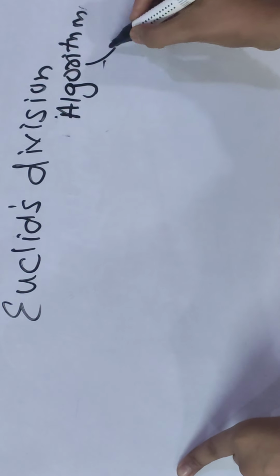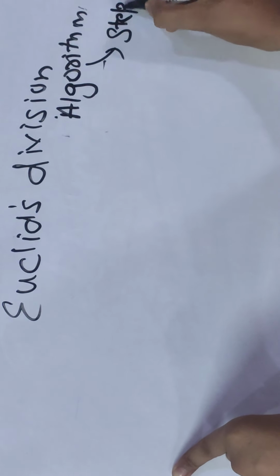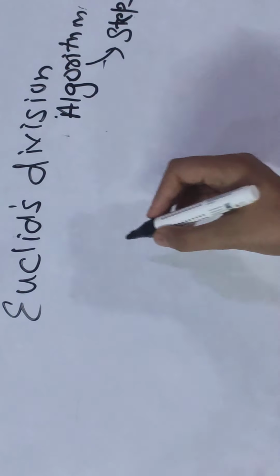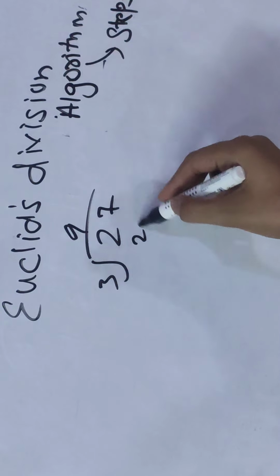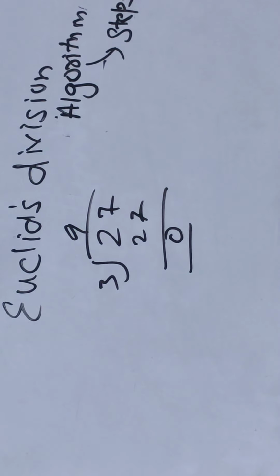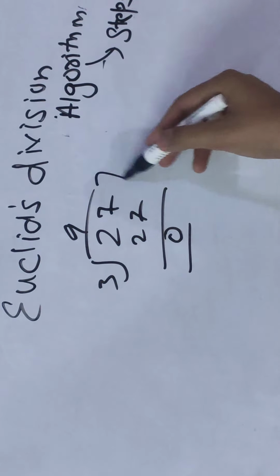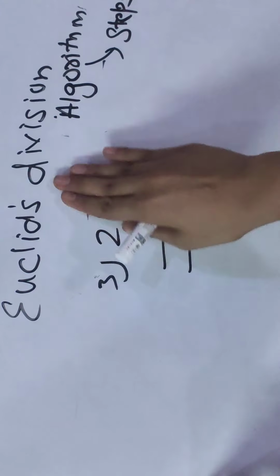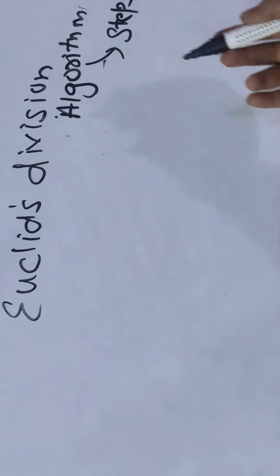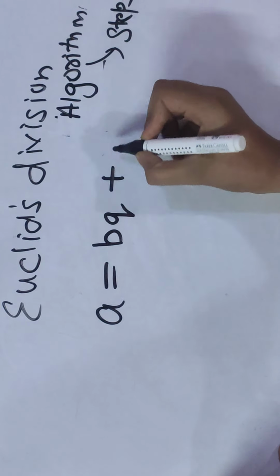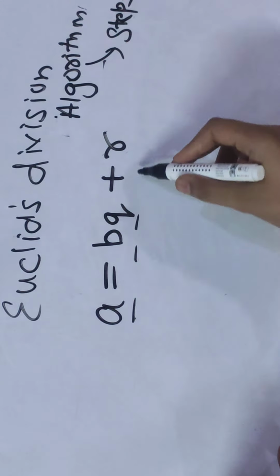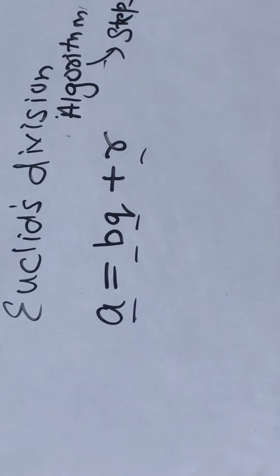Algorithm is also known as steps. If I ask you how to divide 27 by 3, you will tell me that first I have to take it as 9 and 27, then minus it, then we will come with 0. All the steps are known as algorithm. Now if we explain this algorithm, we'll get to know that A equals BQ plus R, and A, B, Q and R are all positive integers.